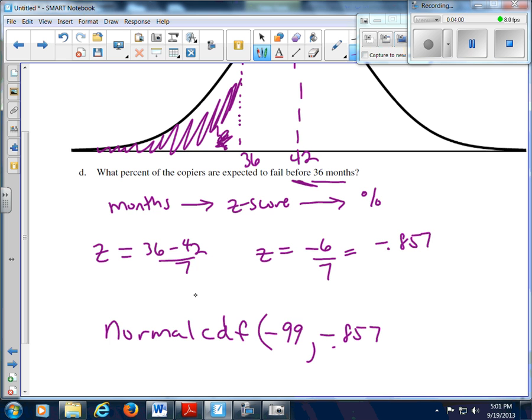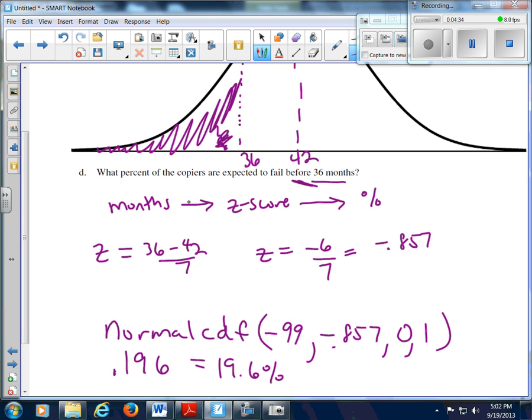So I'm going to put in right now negative 99 for my lower limit, negative 0.857 for my upper limit, and it's going to list it in your calculator as 0 for the mean and 1 for the standard deviation, and I am going to get an area of 0.196, which equals 19.6%. So to sum up what we just did, it's the opposite process.